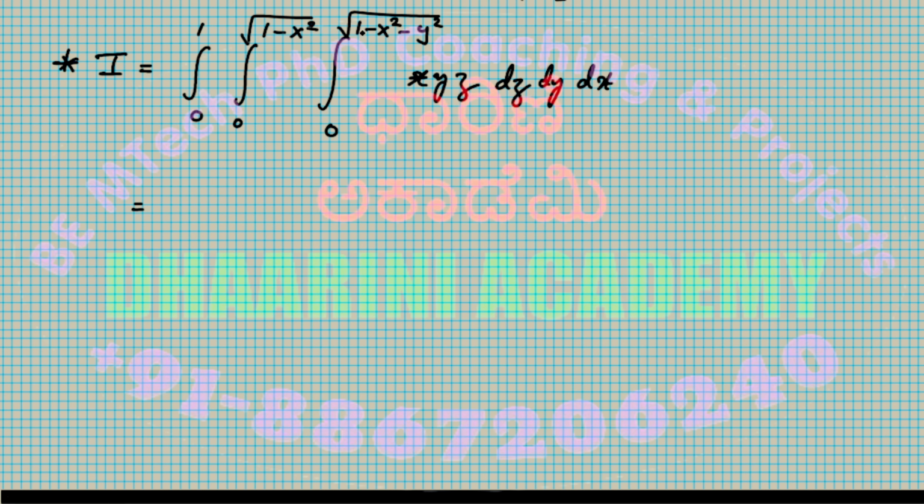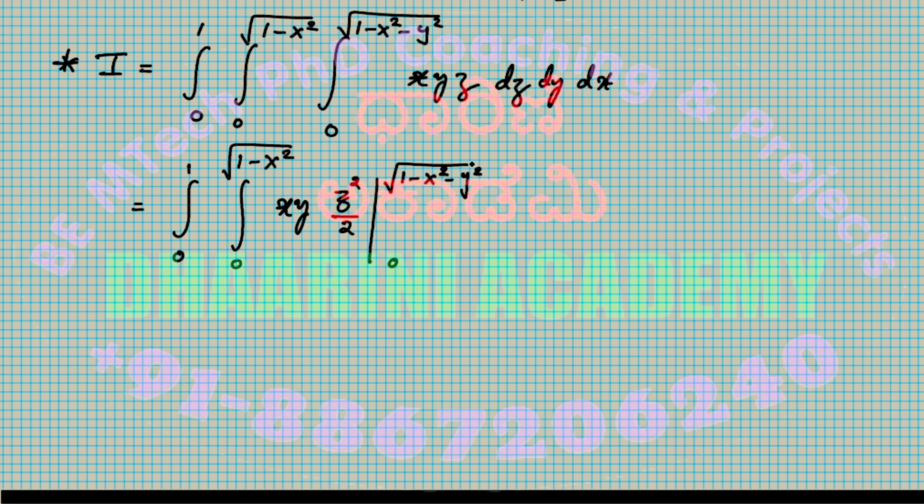So this is equal to, I will do the innermost integral first. So the other two remain as they are. So that is integral 0 to 1, integral 0 to root of 1 minus x square. Right, so the terms x and y are untouched. Only z is replaced, after integration, by z square by 2. So substitute from 0 to root of 1 minus x square minus y square, dy, dx.